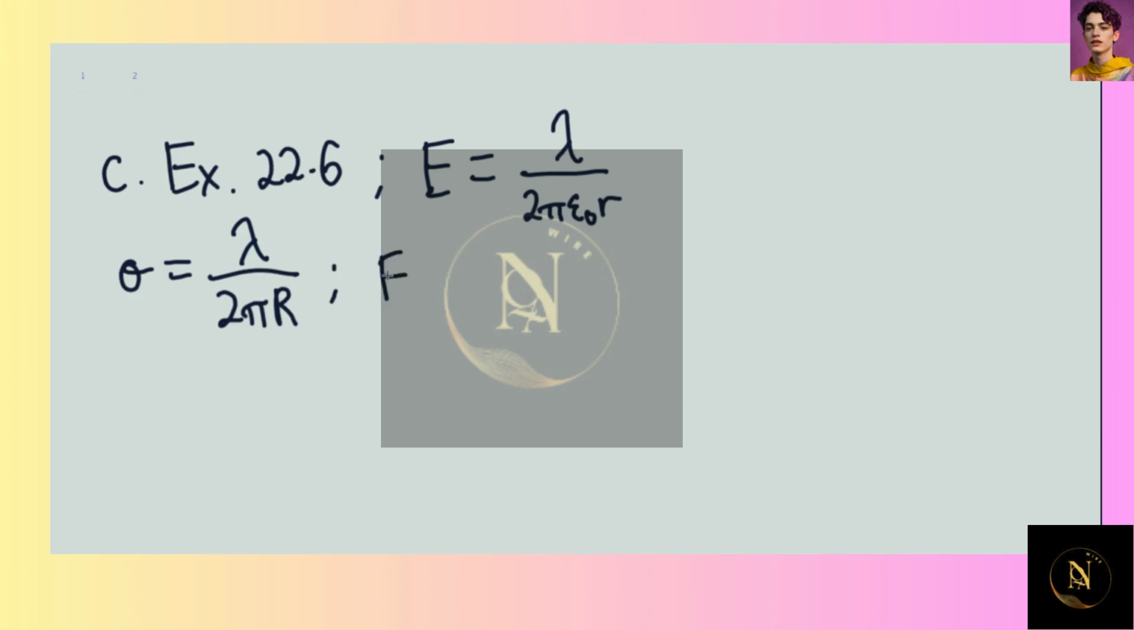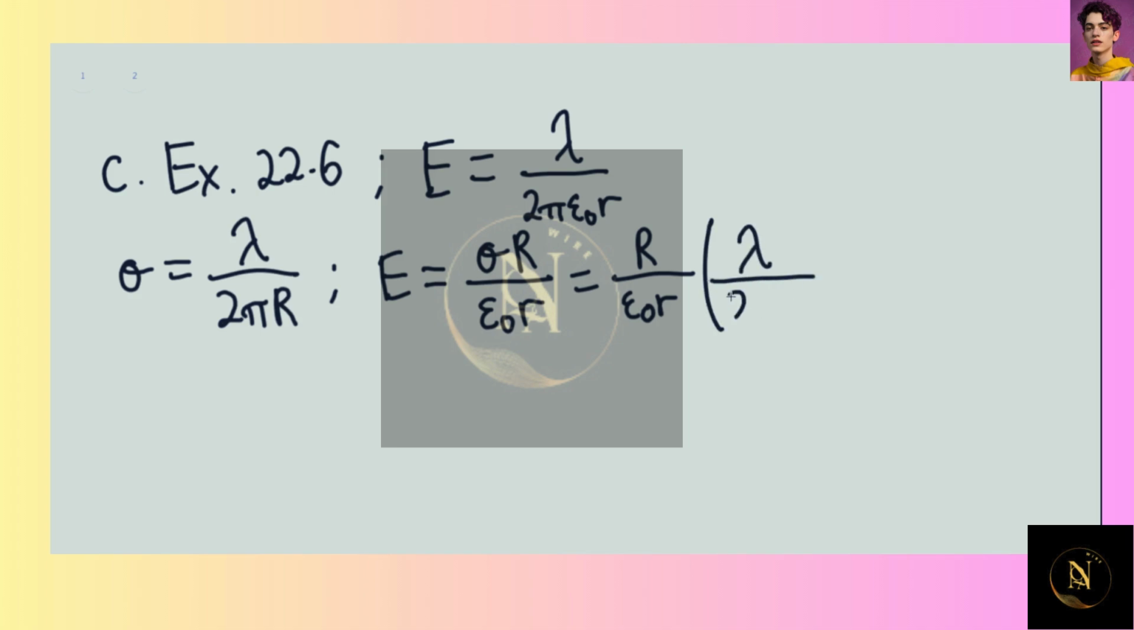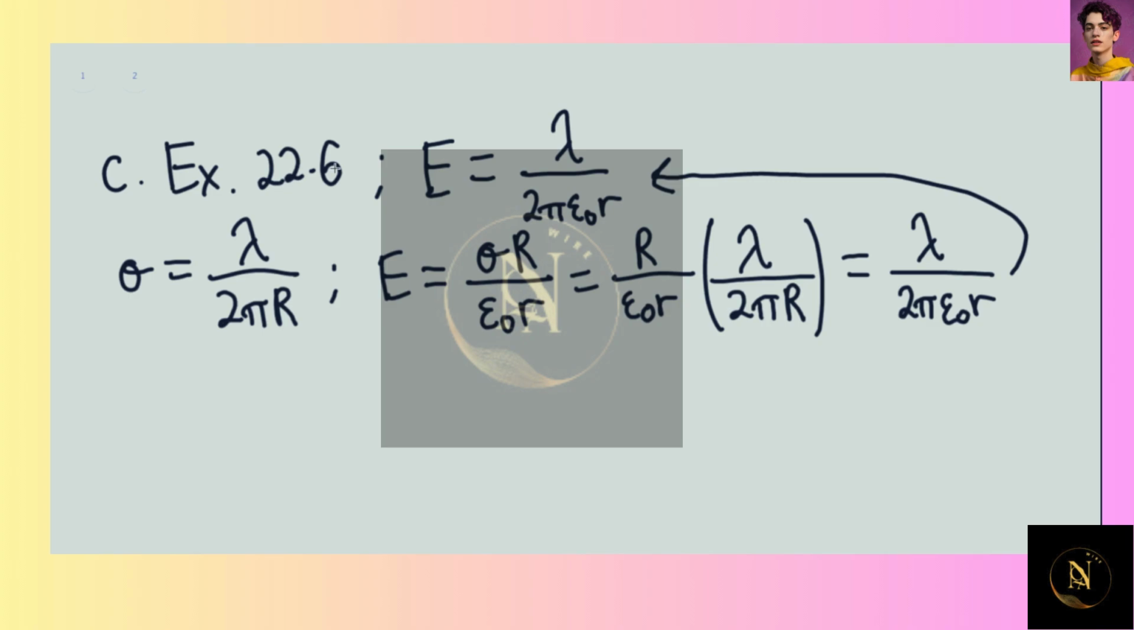And so the electric field would equal the surface charge density times R divided by epsilon naught times r, and this equals R divided by epsilon naught times r multiplied by the linear charge density divided by 2 pi R. And so the electric field equals the linear charge density divided by 2 pi epsilon naught times r. As we can see, this is equal to the equation from example 22.6. This is the same as for an infinite line of charge that is along the axis of the cylinder. So this would be our answer for part C.